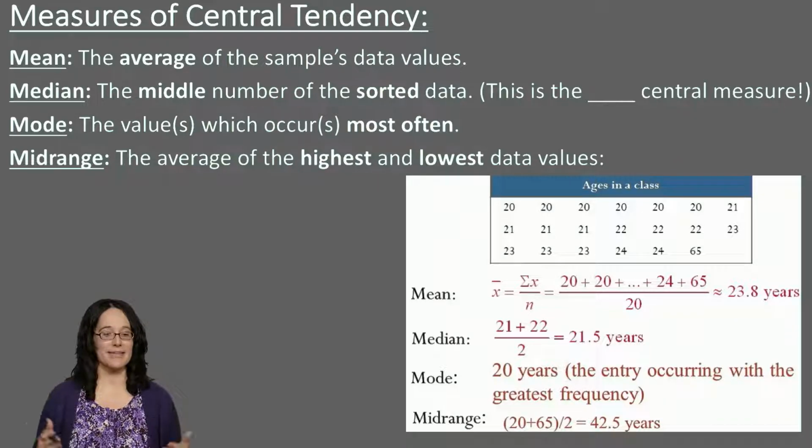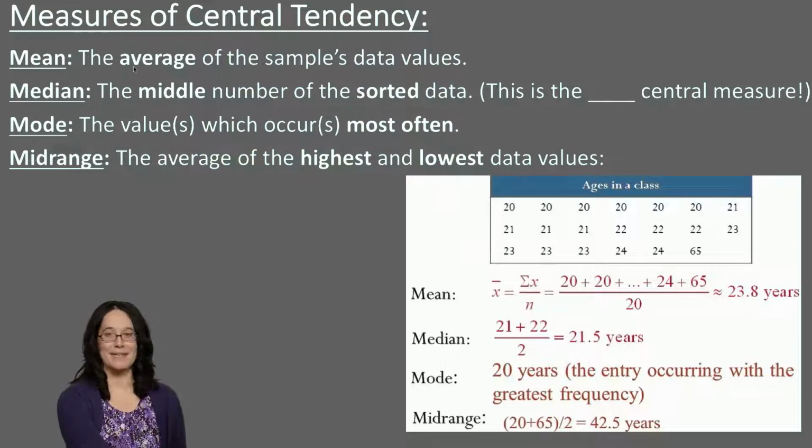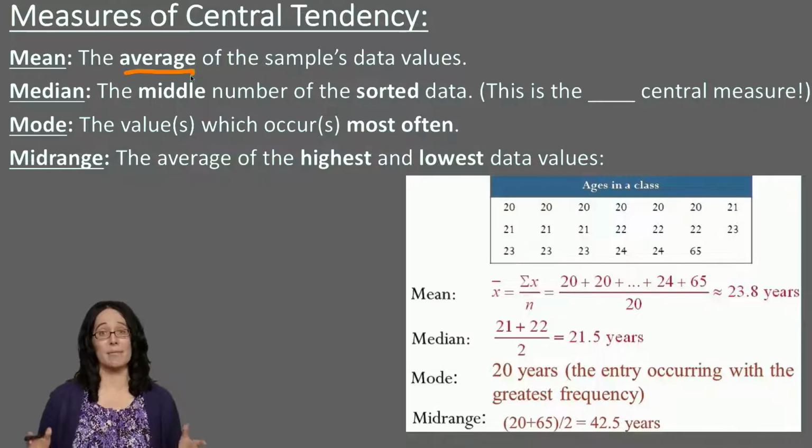So to begin, the easy part of this lesson is that all 4 of these measures of central tendency start with the same letter, and you've probably heard of most of them before. The mean, the median, the mode, and the midrange. So let's take a look at what they mean again. No pun intended. The mean is known as the average of your sample's data values.